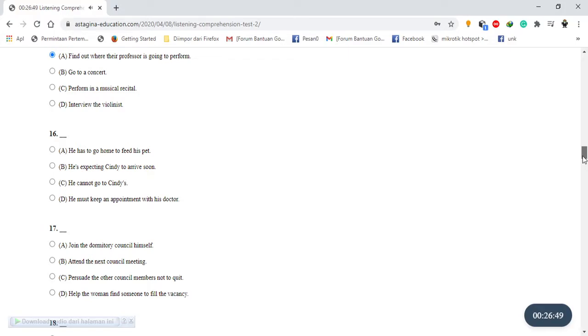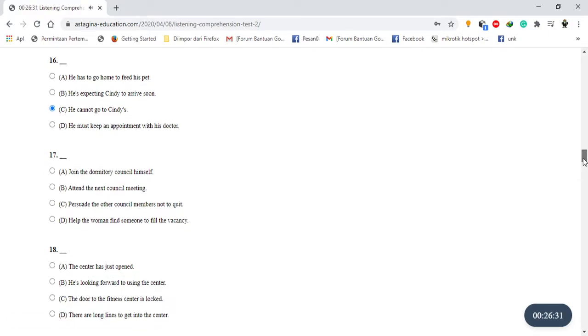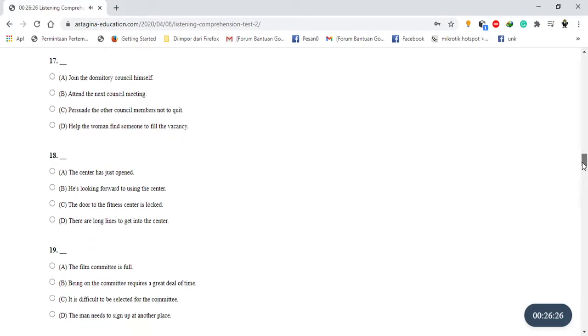Number 16. So, are you going over to Cindy's after class? I'd like to, but she has a pet cat and I'm very allergic. What does the man mean? Number 17. One of the members of the dormitory council is quitting. Do you know of anyone who'd be interested in taking her place? I'm not sure, but I'll certainly keep an eye out for you. What will the man probably do?